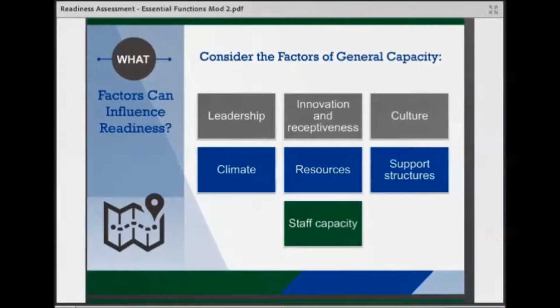Finally, staff capacity. Are there supports to increase staff skills and expertise around understanding and applying change and implementation concepts? Research suggests that the more staff understand the process, the greater buy-in will be achieved to implement change.